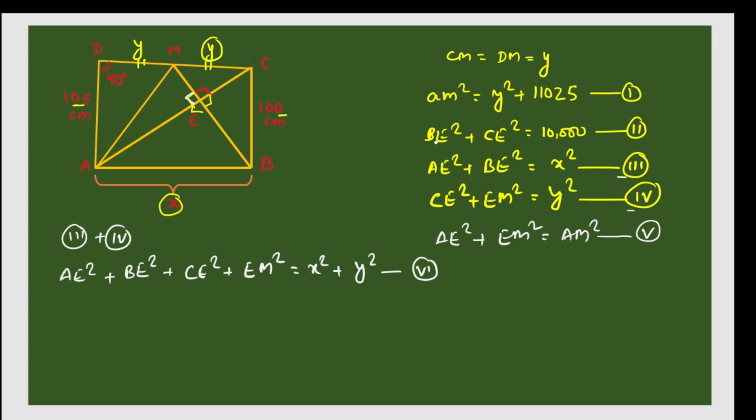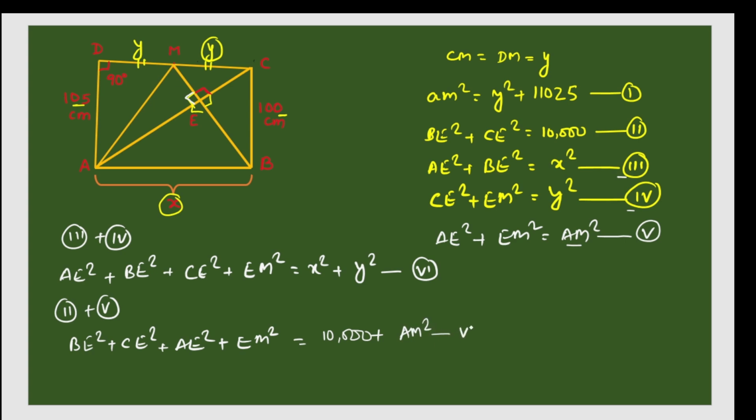Now next we'll add equation 2 and equation 5. So equation 2 plus equation 5. Equation 2's left hand side is B square plus C square, and the left hand side of equation 5 is A square plus EM square. And the right hand side of equation 2 is 10,000, right? Plus the right hand side of equation 5, which is AM square. Now we'll label this as equation 7.